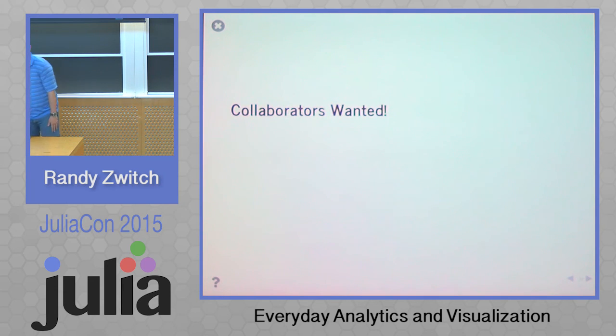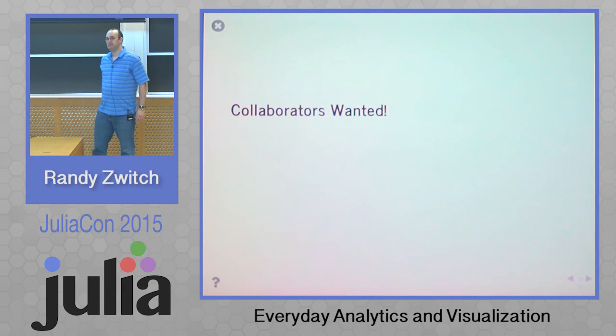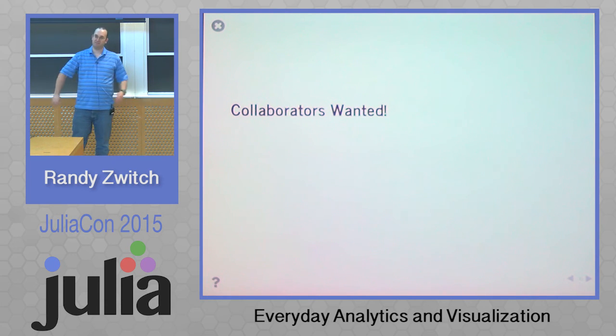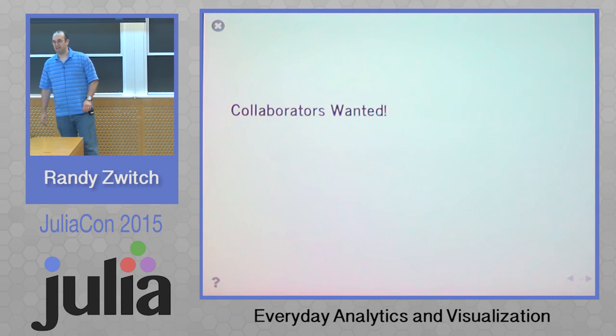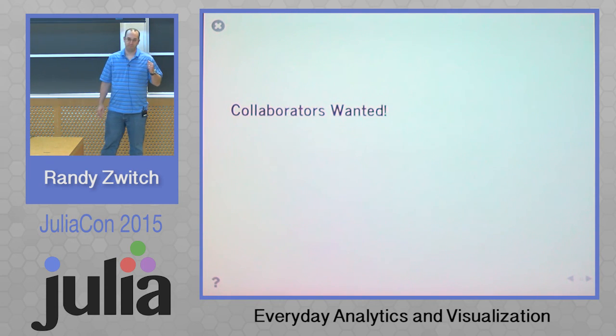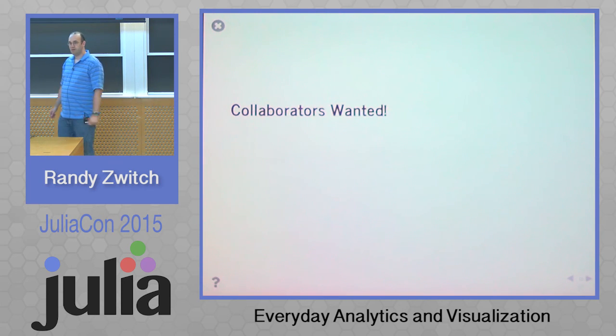So, collaborators wanted. For a while, this was just abandoned. I just got bored one day at the same time as being interested in interactive web graphics, so I decided to fix it. Vega works on both version 3 and version 4 of Julia, so no matter which one you pick, it will work fine.